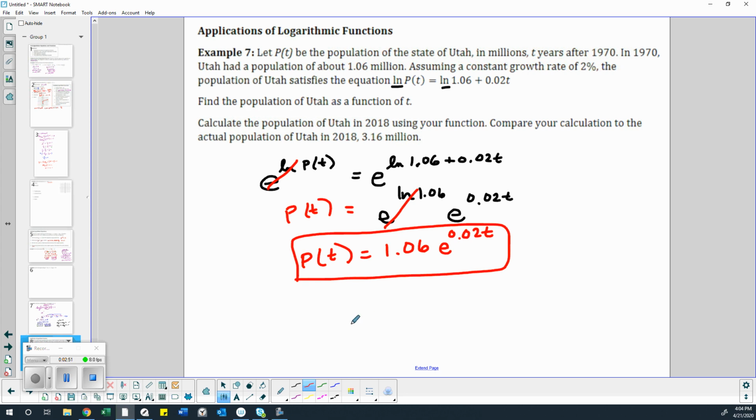So now all we have to do is figure out how many years are between 2018 and the starting year for this function, which was 1970. I was born in 74, so the number of years here is a little bit more than I am old. So 2018 subtract 1970 is 48 years.